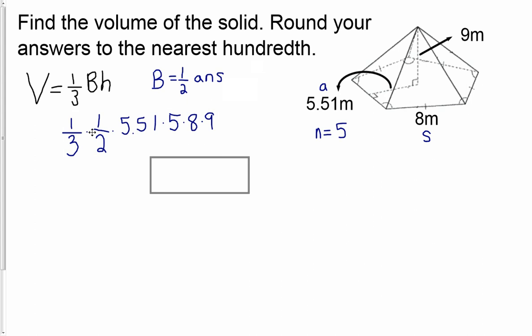So 1/3 times half, 5.51 times 5 and times 8, and then times the height 9. Do not forget the height. It is very common that given a regular polygon is a lot of calculation. It is easy to forget the height, but do not forget that height at the end. When we calculate this, round to the nearest hundredth, I get 330.61 meters cubed.